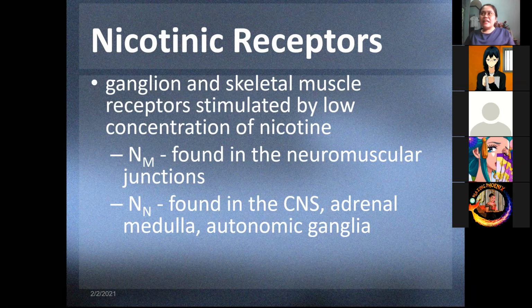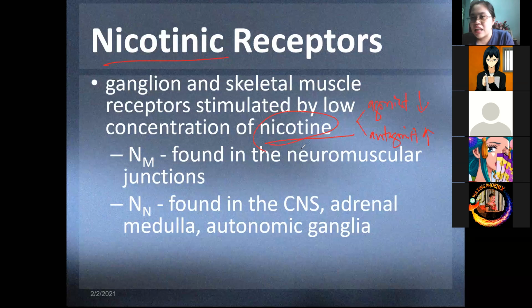Small concentrations of nicotine will activate the nicotinic receptors. But remember, class, when the concentration is very high, the action is reversed. It will be an antagonist to the nicotinic receptor. So again, for your information, nicotine is both an agonist and antagonist to the nicotinic receptor. It is dose dependent. It becomes an agonist if the concentration is low and an antagonist if the concentration of nicotine is high.